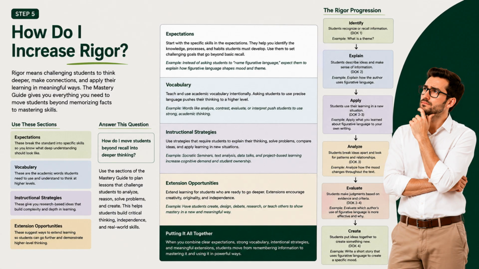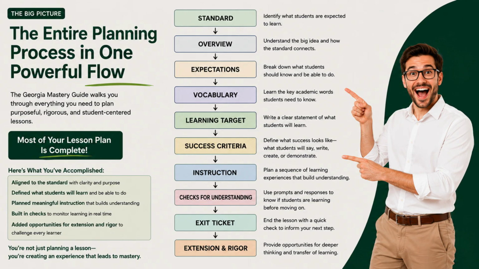As you plan your lesson, think about how students will progress from identifying information to explaining it, applying it, analyzing it, evaluating it, and ultimately creating with it. When instruction follows this progression, students move beyond memorizing facts to developing true understanding and mastery. And that's the entire planning process. Instead of wondering where to begin, you now have a clear roadmap for building purposeful, standards-aligned instruction.